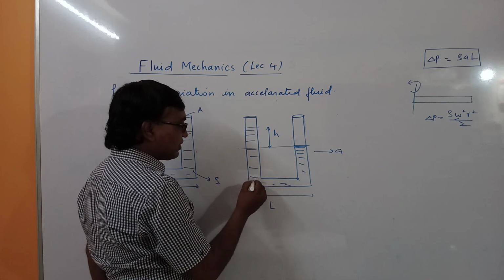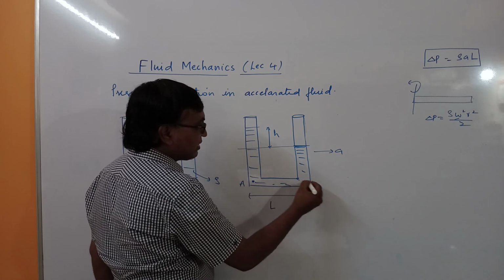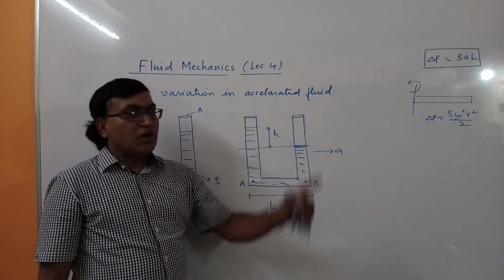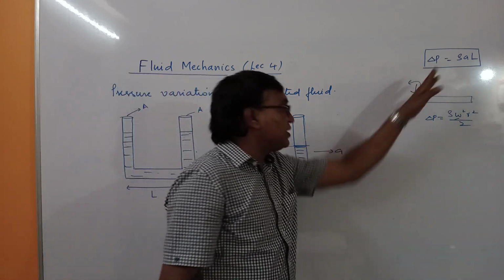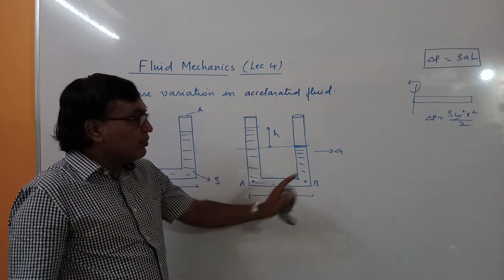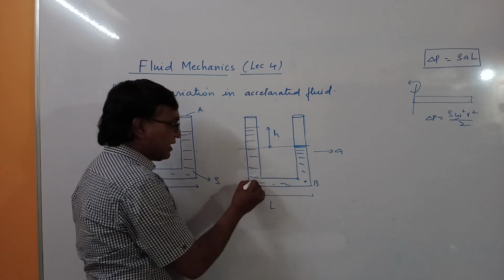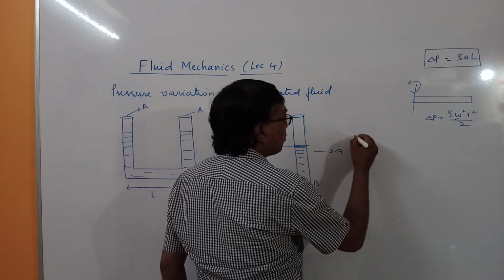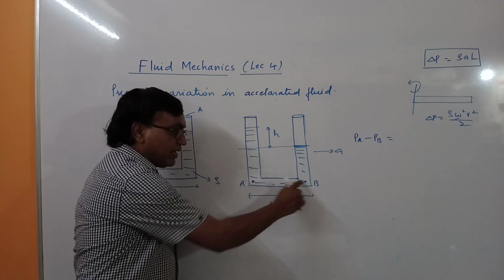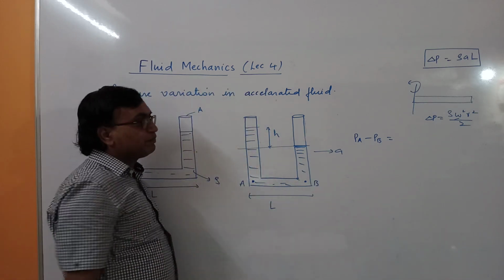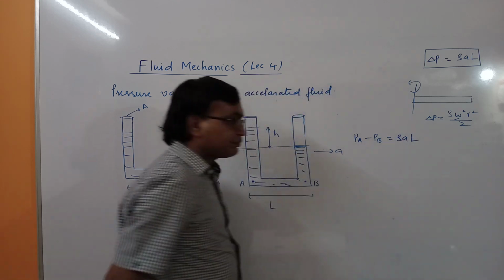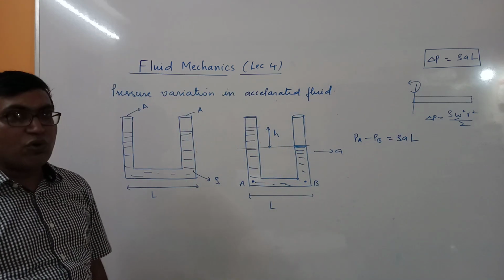Let us take this as point A and this point B. For a fluid which is horizontally accelerated, the pressure difference depends on the horizontal distance between the points. Let us say the pressure at this point is PA. PA minus the pressure at point B. They are separated by a horizontal distance of L, so PA minus PB should be rho A L.